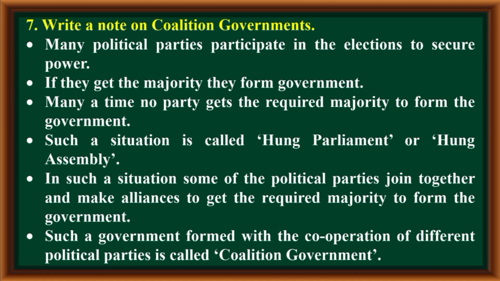In such a situation, some of the political parties join together and make alliances to get the required majority to form the government. Such a government formed with the cooperation of different political parties is called coalition government.